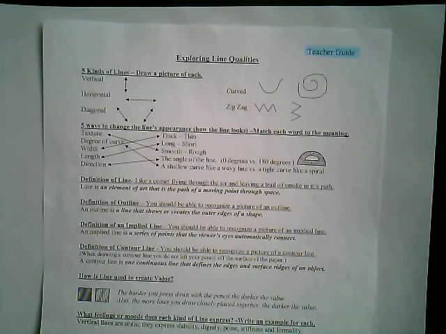Let's get started. So we're going to be exploring lines today, which is the first element that we have up here on the board. And we're going to be breaking down pretty much the different kinds of lines and how lines vary from each other. So in the first section where it says 5 kinds of lines, it says draw a picture of each. So this might sound really simple because the first one says vertical, then horizontal, diagonal, curved, zigzag.